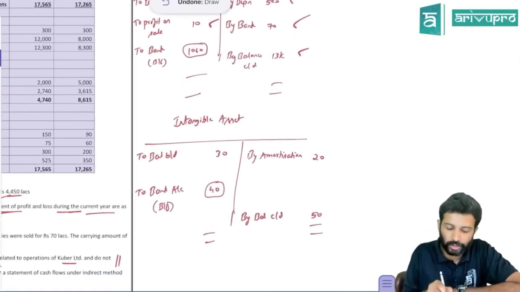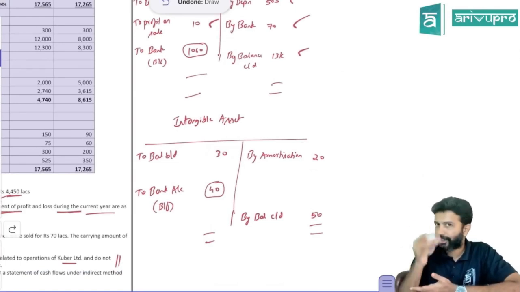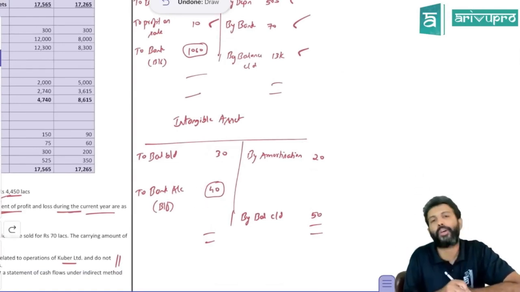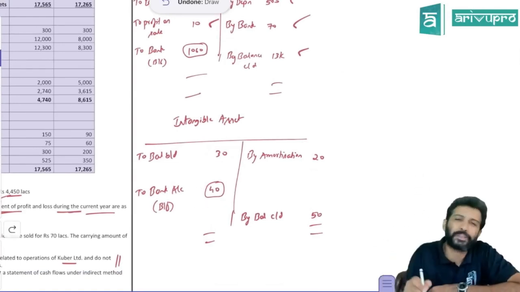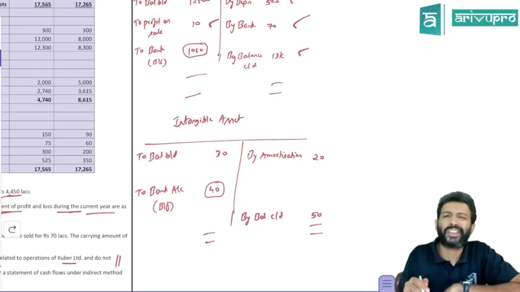Same goes for intangible assets also. Opening and closing are given. Amortization they have given. In the intangible asset ledger, it is not matching. You're getting a balancing figure of 40, which is nothing but additional intangible asset purchased, arrived as a balancing figure. Intangible asset purchased is an investing activity.